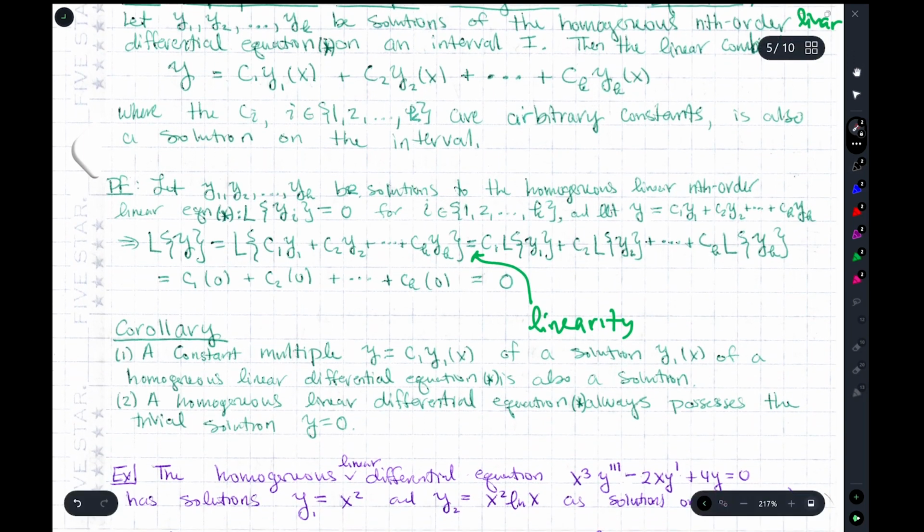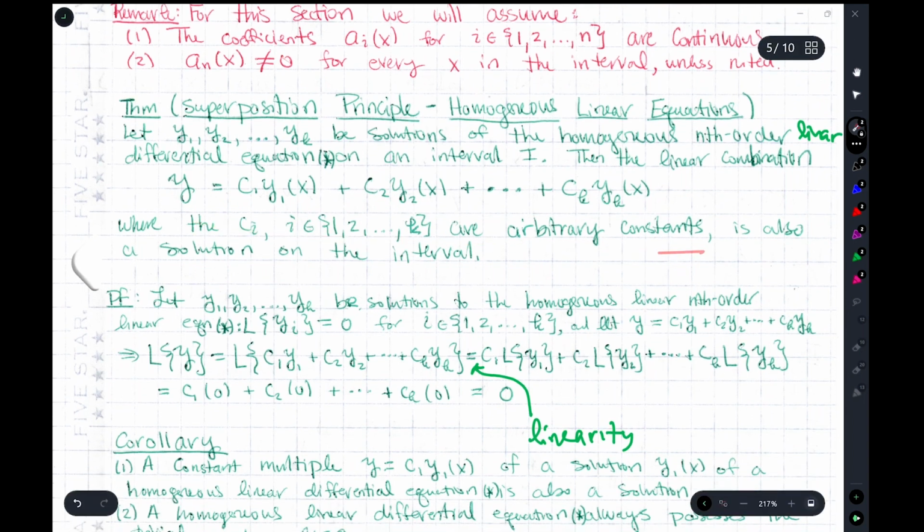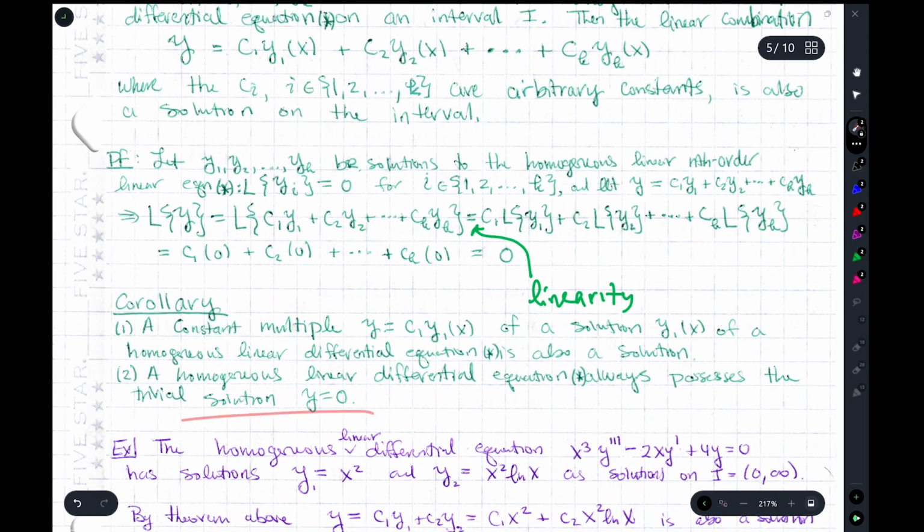So we also have a corollary here. A constant multiple of a solution of a homogeneous linear differential equation is also a solution. And a homogeneous linear differential equation always possesses the trivial solution. Okay, so y equals 0 is always a solution. And notice here, that if we just choose all c's equal to 0, that's y equals 0. Okay, so these c are arbitrary constants. And so that's where that second corollary comes from. You just choose all c's equal to 0.